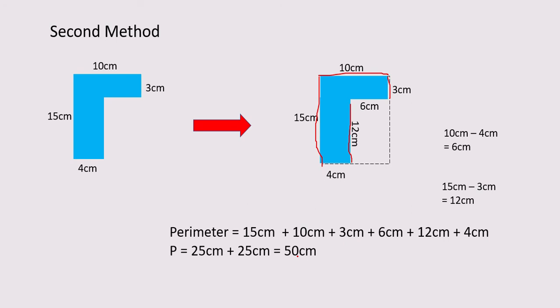So that is how to look for the perimeter of compound shapes. Either you follow the first method or you use the second method. Any method you use, you're going to arrive at the same answer.